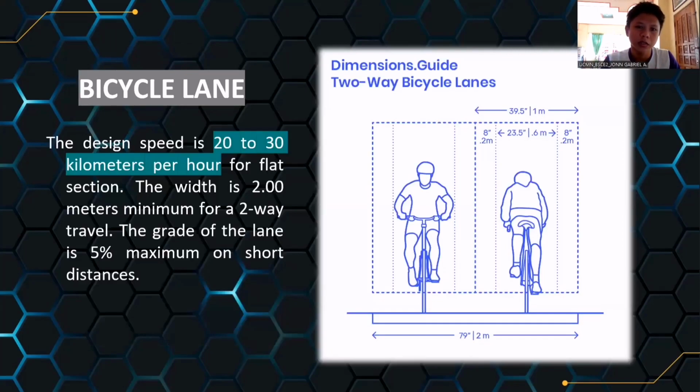So the design speed is 20 to 30 kilometers per hour for a flat section. The width is 2 meters minimum for a two-way travel. The grade of the lane is 5% maximum on short distances. So the minimum requirement for a two-way bicycle lane is 2 meters.